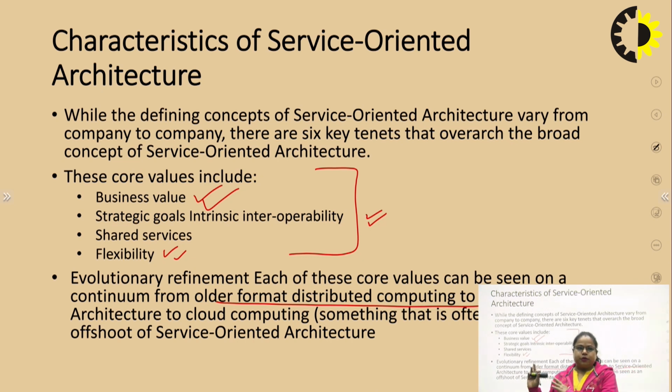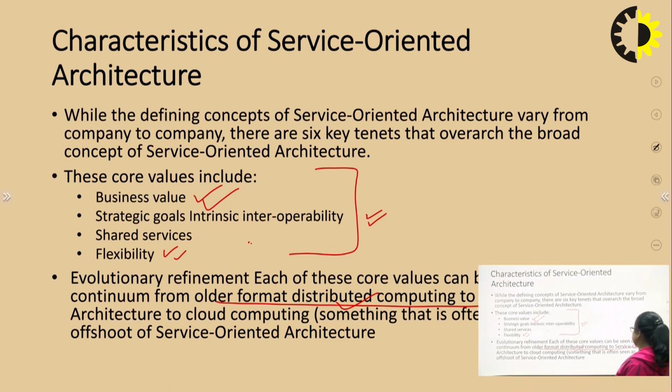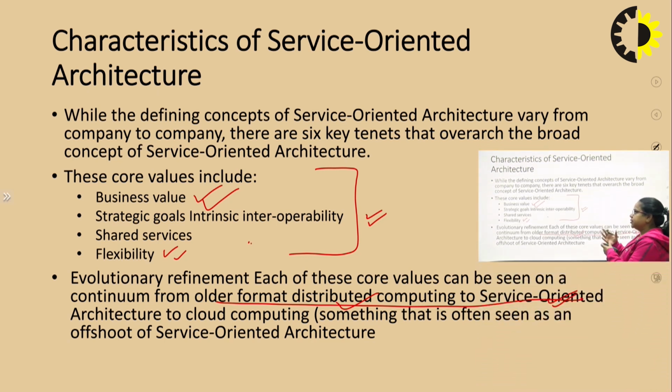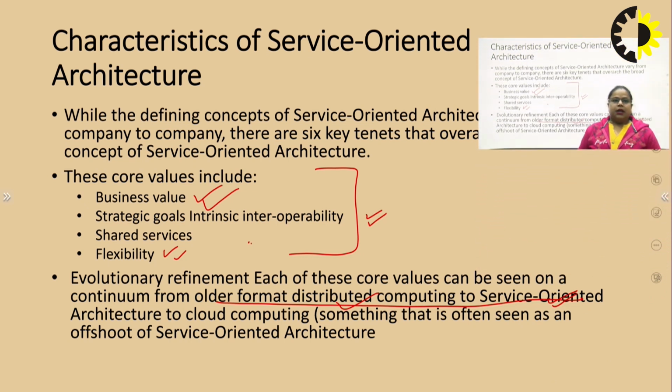So these are the 4 basic goals which are very necessary when we are talking about architecture formats. Similarly, as in the case of distributed computing or grid computing and so on, in the case of SOA also, it follows these 4 core values, right?